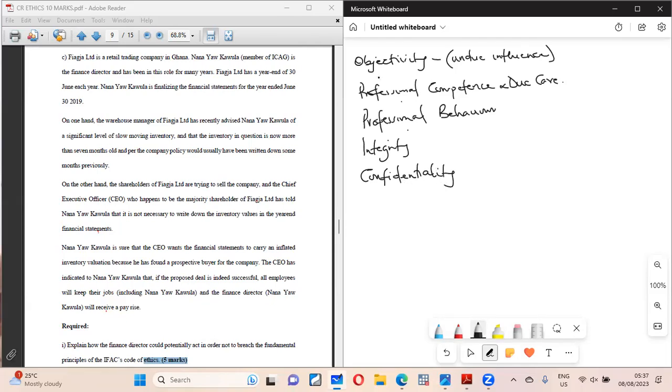Once you are able to pick these things out, you are supposed to explain them in line with the question. In this kind of question, the only standard applicable is the IFAC Code of Ethics itself. There is no IAS standard. The IAS standard that seemingly is related would have been IAS 2, the moment you saw warehouse. What they are trying to communicate to you is the principle of lower of cost and net realizable value, because they said that the inventory should be written down.